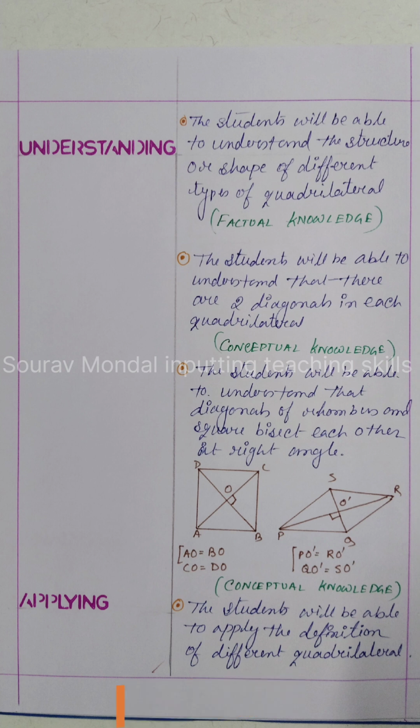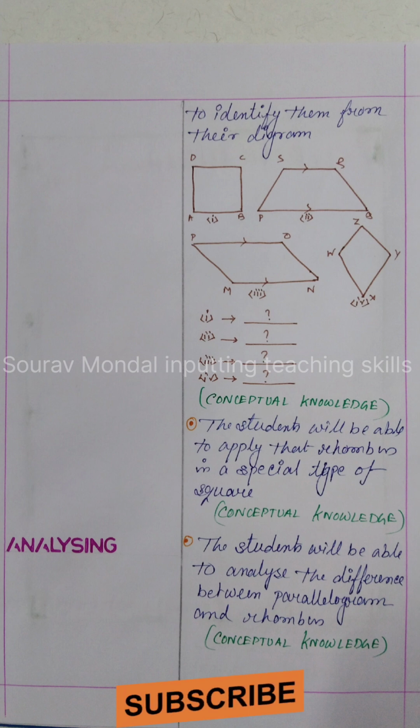Next, understanding. The students will be able to understand the structure or shape of different types of quadrilateral, that is factual knowledge. The students will be able to understand that there are two diagonals in each quadrilateral, that is conceptual knowledge, etc. Next, applying. The students will be able to apply the definition of different quadrilaterals to identify them from their diagram, etc.